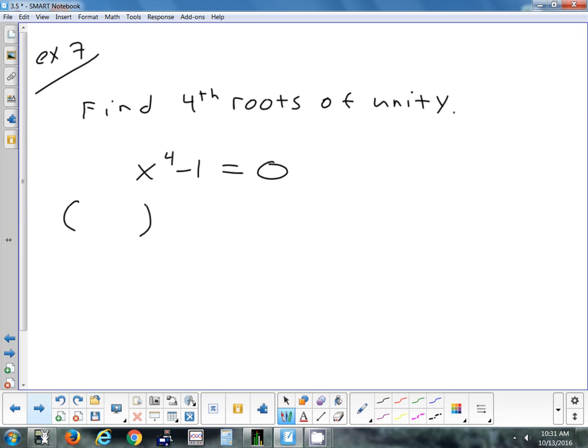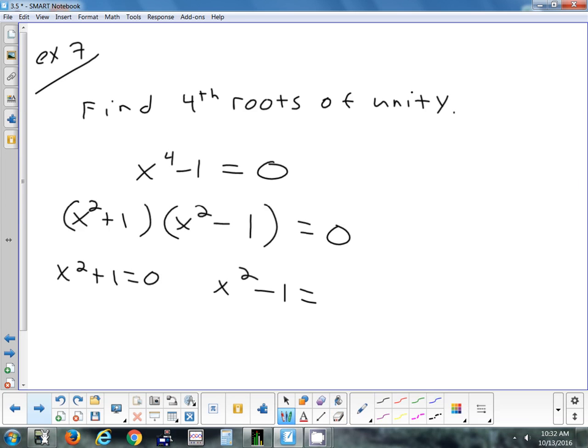Does anybody see how this factors? This is really a difference of 2 squares. X squared plus 1, x squared minus 1. Now, set each factor equal to 0 and solve them. So x squared plus 1 equals 0, and x squared minus 1 equals 0.